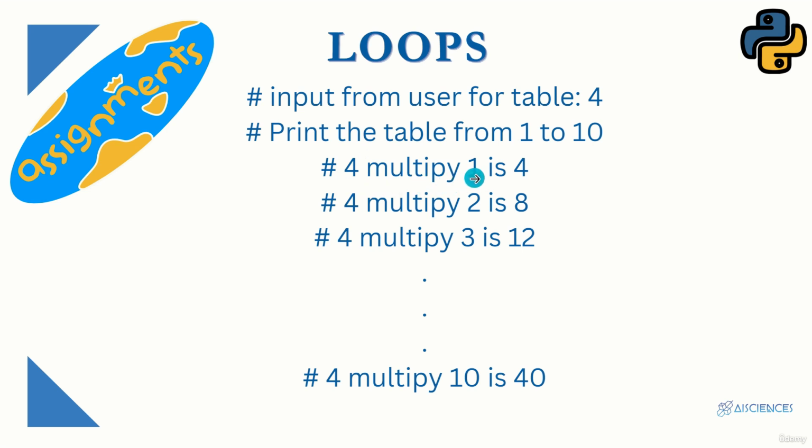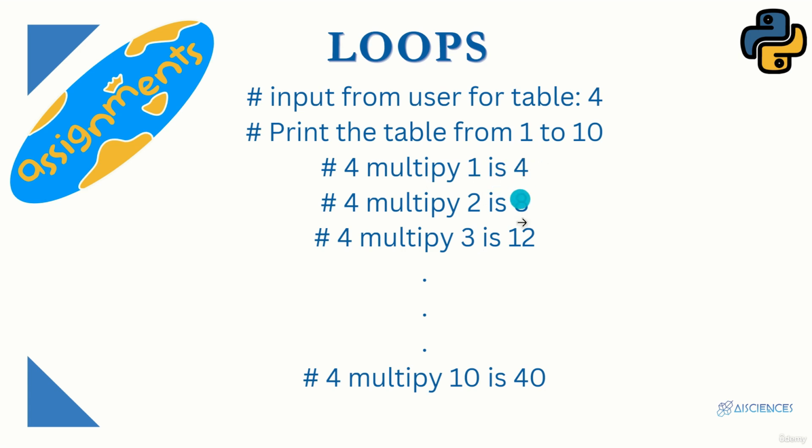Then we have this 1. That is, next time it becomes 2, then 3, then 4, up till 10. Which means we have to have a variable that starts from 1 and ends at 10. And there should be an increment of 1. That should be printed over here, right? Then is again a static string.